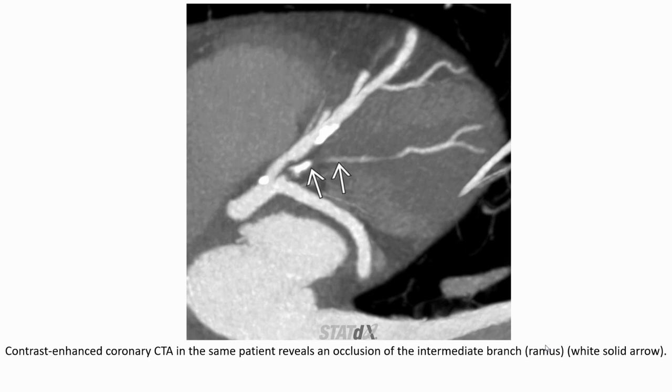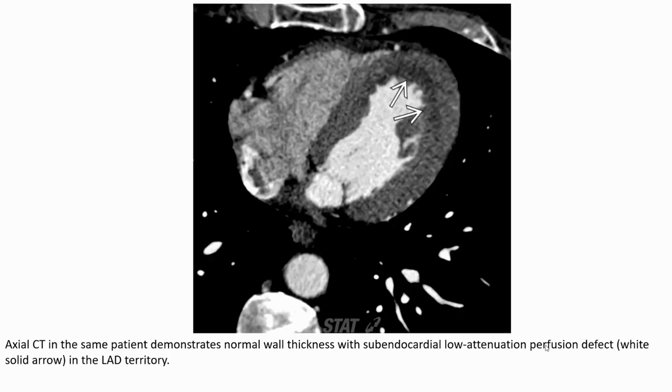This image shows contrast enhanced coronary CTA in the same patient revealing occlusion of the ramus intermedius, which the white solid arrow indicates. This image shows axial CT in the same patient demonstrating normal wall thickness with subendocardial low attenuation perfusion defect, which the white solid arrow indicates, in the left anterolateral wall.